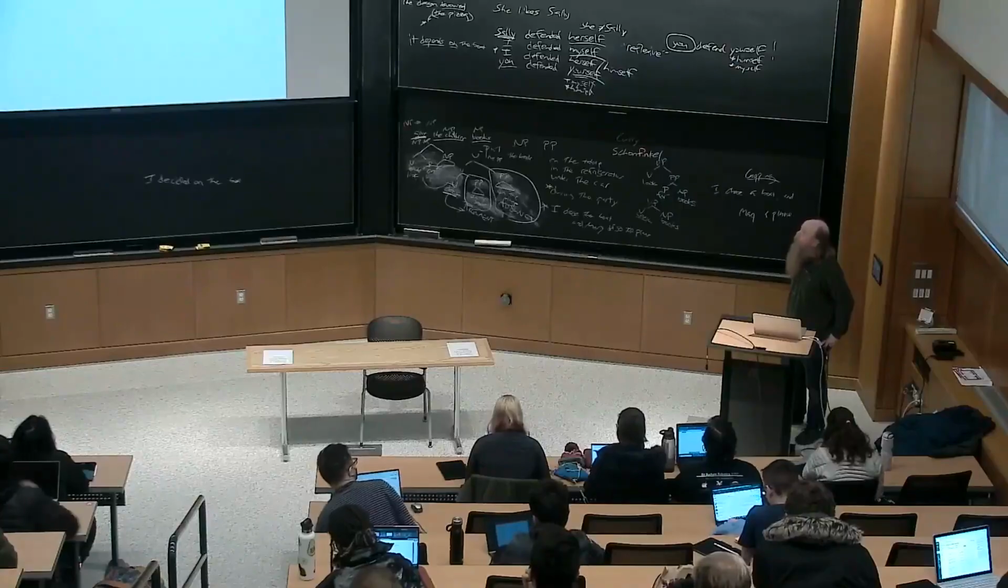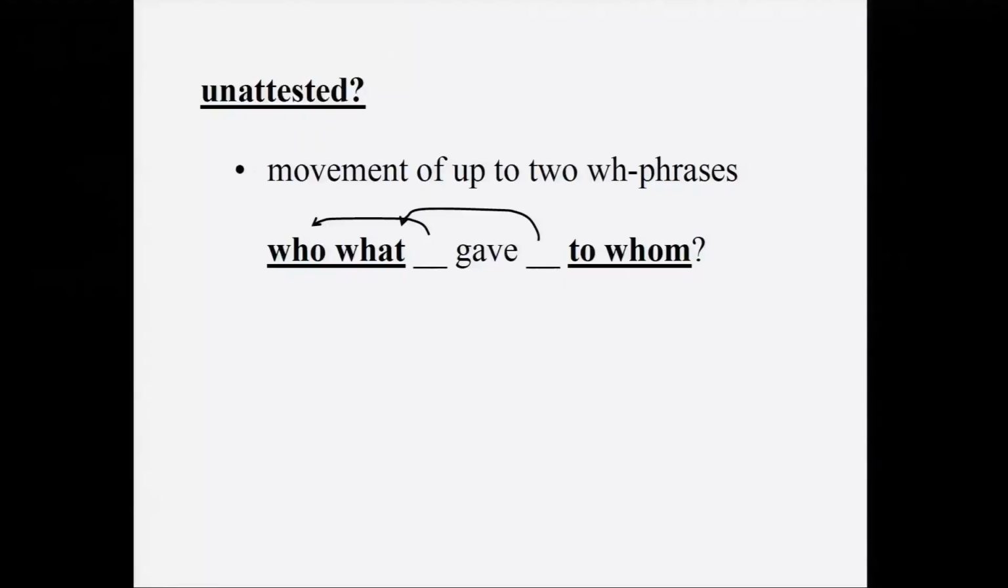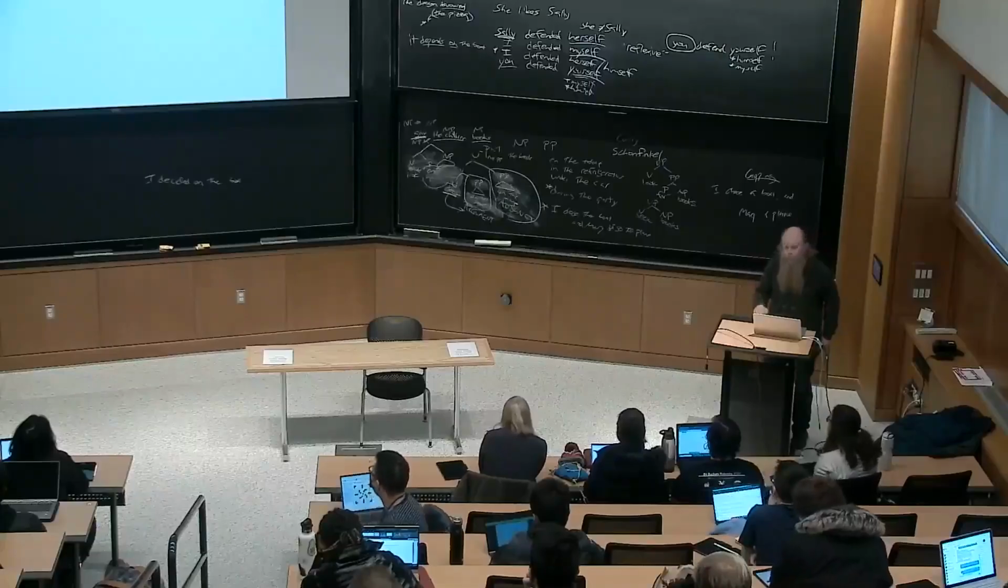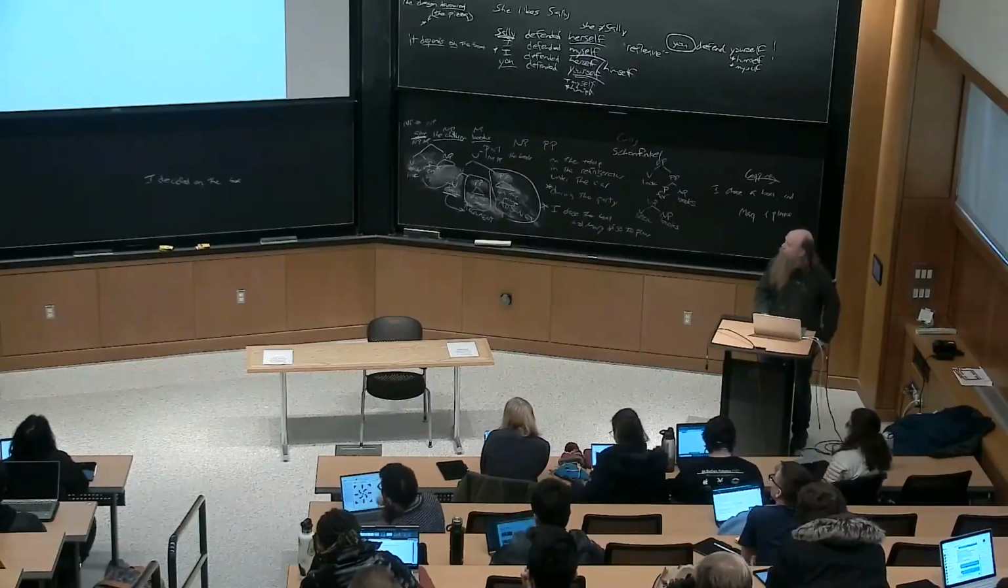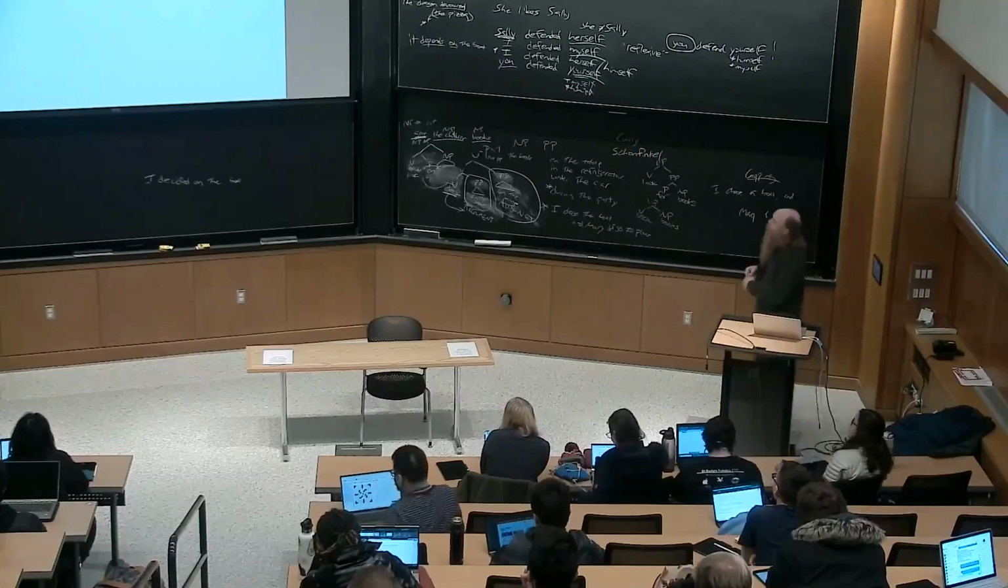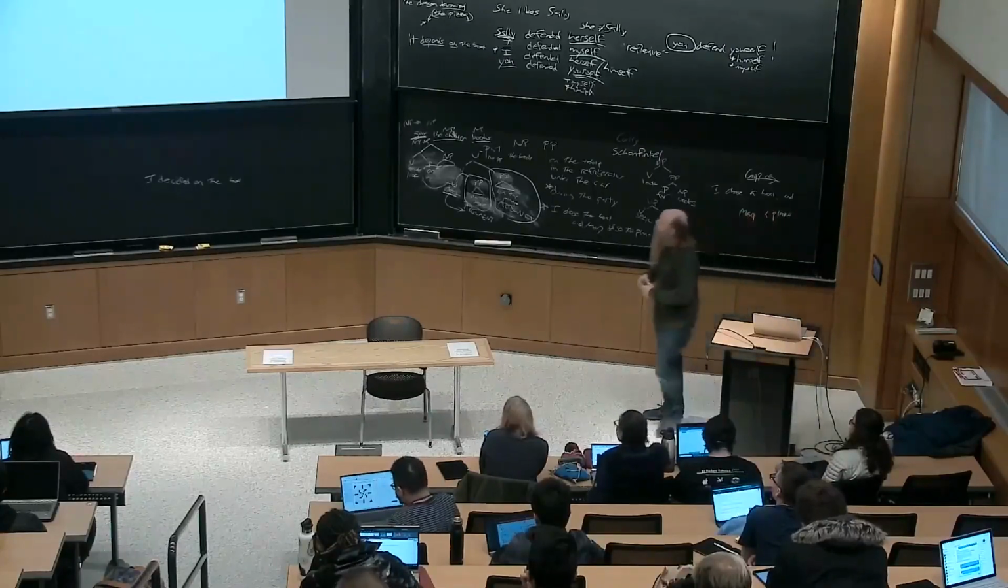And the Bulgarian Mohawk kind, where you move them all. You say who, what, to whom gave. Yeah. There aren't any languages like this that just move 2 or move up to 2. You could imagine a language like that, but there aren't any. Let me just leave you with this last point, and we'll probably take it up here again next time.